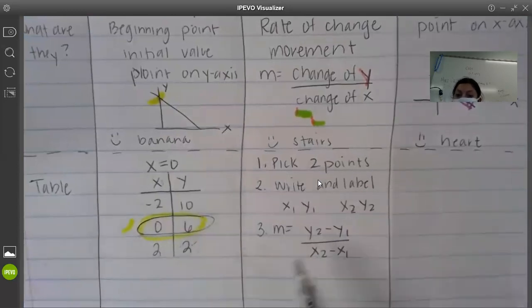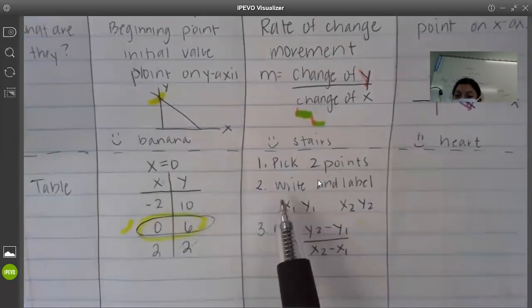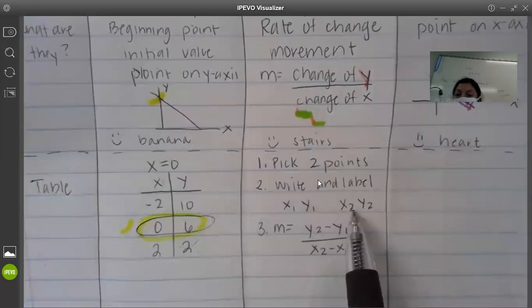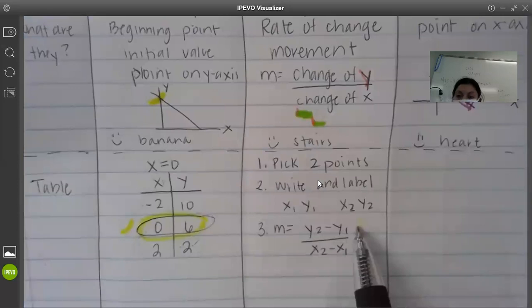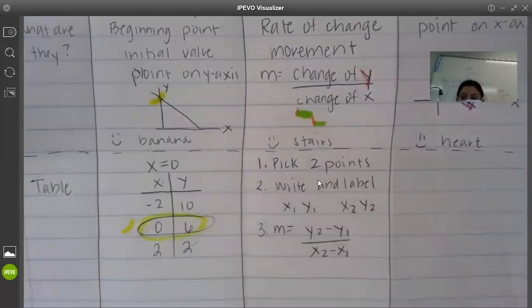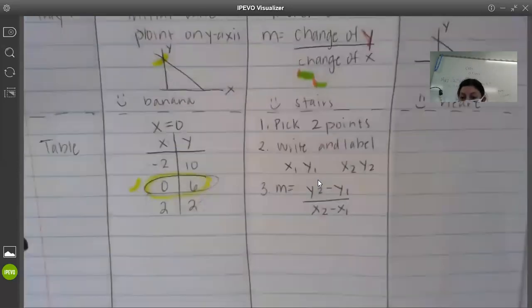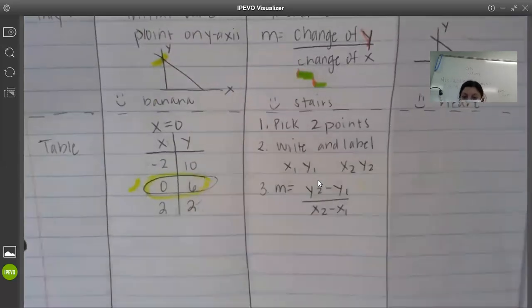So what I'm going to do right now is I'm going to pick 2 points. I'm going to write them down. I'm going to label x1, y1, x2, y2. Subtract the points, just like I have on here. The y always goes on top. The x is always the denominator. Okay, so I'm going to pick 2 points. It doesn't matter which 2 I pick.